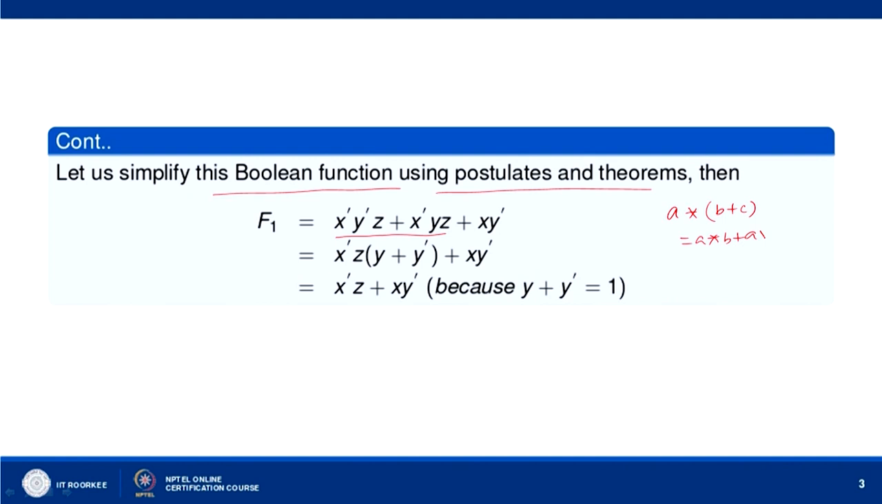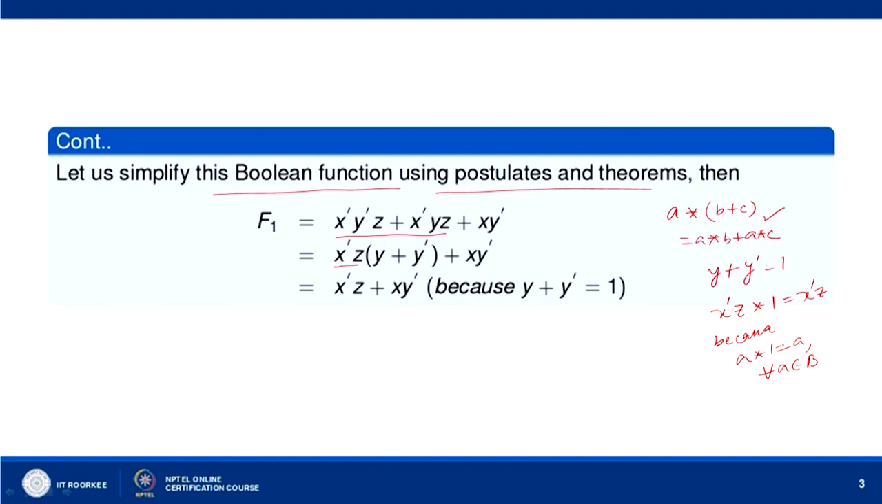So x' y' z plus x' y z can be written as x' z star (y plus y'), by using this distributive law. So x' z (y plus y') plus x y'. Now y plus y complement is equal to 1. So we have x' z star 1 here, and this is equal to x' z, because a star 1 equals a for all a belonging to the Boolean algebra B. This we know, for all a belonging to the Boolean algebra B, a star 1 equals a, where 1 is the unit element.